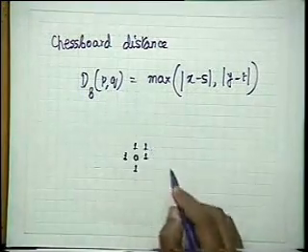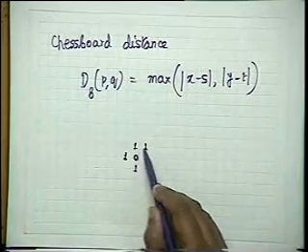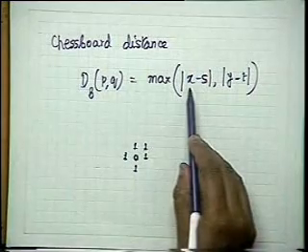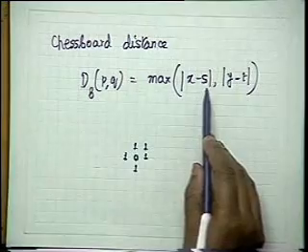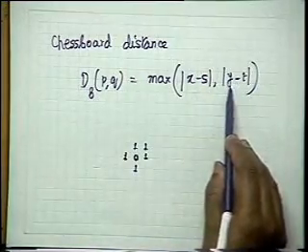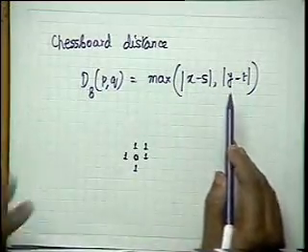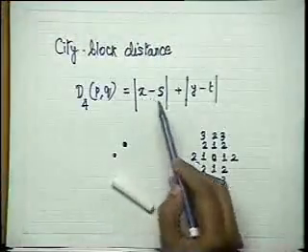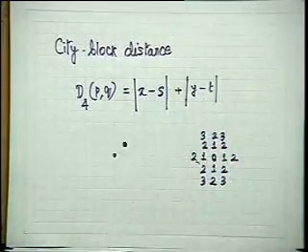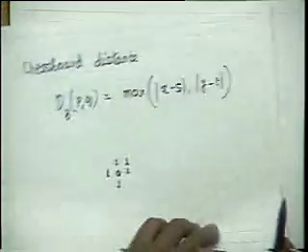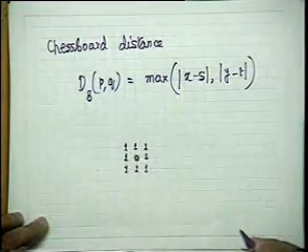1. Because in this case, if I take this pixel to be my Q and this pixel to be P, clearly see that x minus s is going to be equal to 1, y minus t is also going to be equal to 1, and I am going to take the maximum of 1 comma 1, which is 1. Whereas in the previous case, it was mod of x minus s plus mod of y minus t, and that's why I was getting distance equal to 1 plus 1, 2. Whereas in this case, all the 8 neighbors will be having a distance equal to unity.